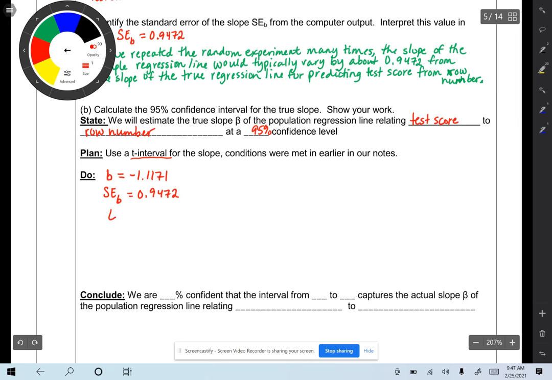Now we're going to find t star. So we do inverse t. It's 95%, so that's 5% left over divided by 2, so that's 2.5%. That would be 0.025. And then our degrees of freedom is 30 minus 2. And that gives us, going to second vars and calculating the inverse t, a t star of 2.048.